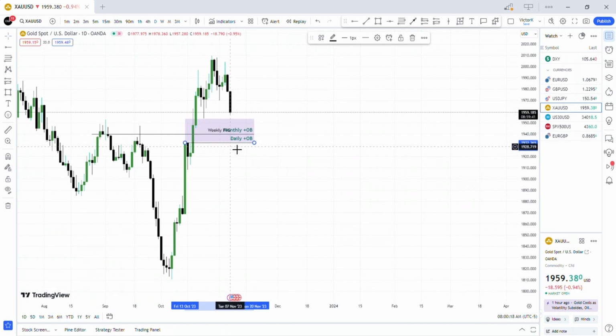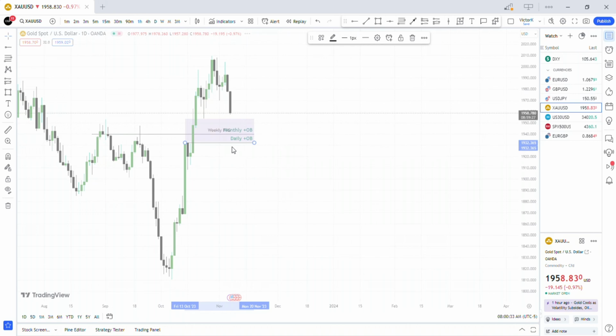And if price hits this daily order block, I'll be looking to see if price has some strength to go higher. But this one I believe that price is going to take this out, come down to this weekly fair value gap, and then we'll see how price reacts from there before we move.